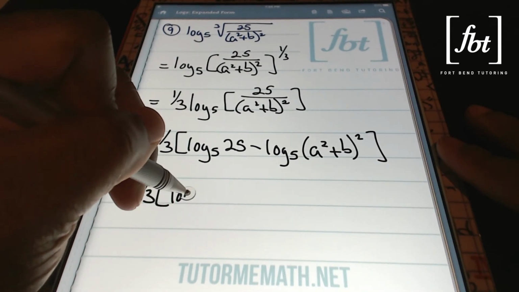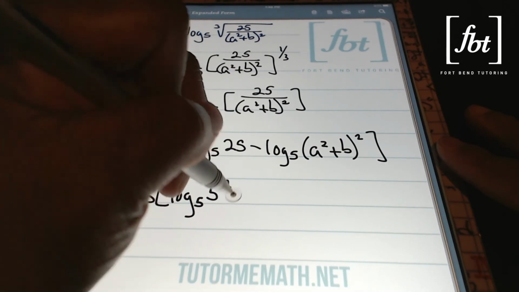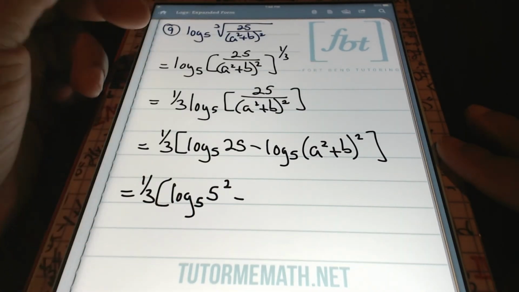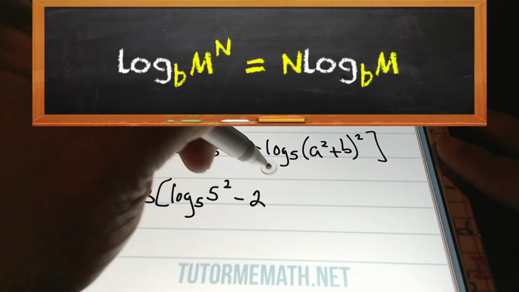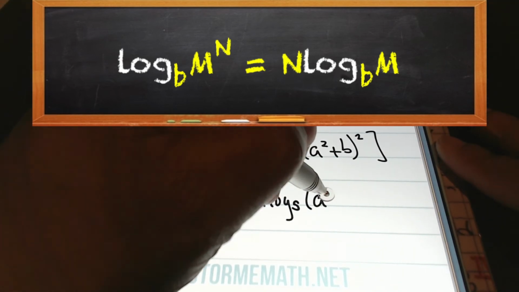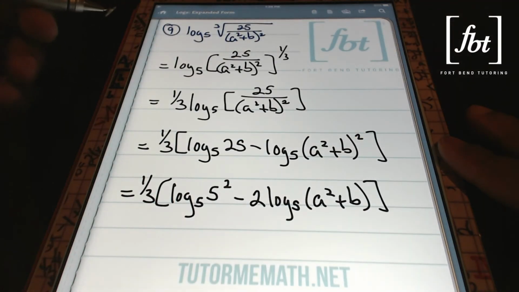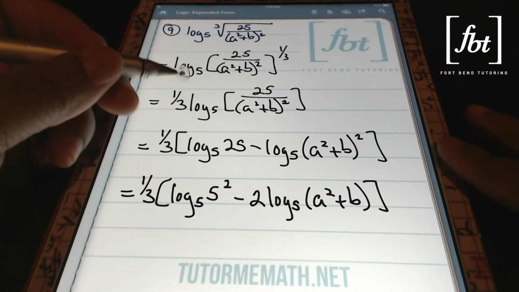With the first term, I can go ahead and simplify this by showing that 25 is equivalent to 5 squared. I would want to bring this exponent of 2 in front of the second term within the bracket. So this is going to be 2 times log base 5 of the quantity a squared plus b. Remember, with that binomial, you can't do anything with it. So just leave it inside the parentheses. Just let it chill for a second. Let it marinate.